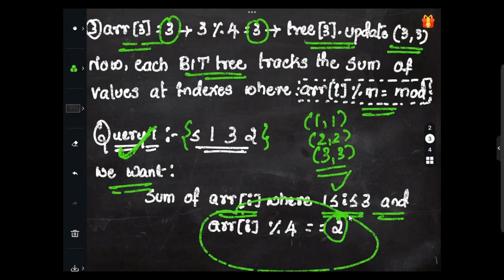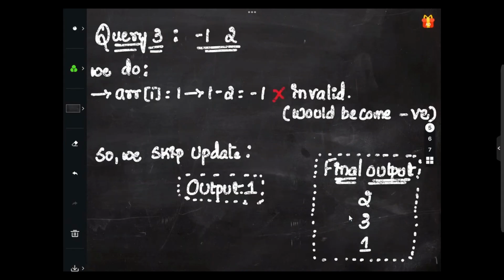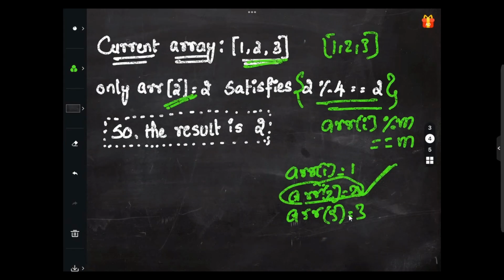I has to be greater than or equal to 1 and less than or equal to 3, right? So the value is 2. We have got the value 2 here, and the current array value we have got here is 1 2 3. Only array of 2 equals 2 within the arrays, so this satisfies 2 modulo 4 equals 2. So the result we have got for the first query is 2.